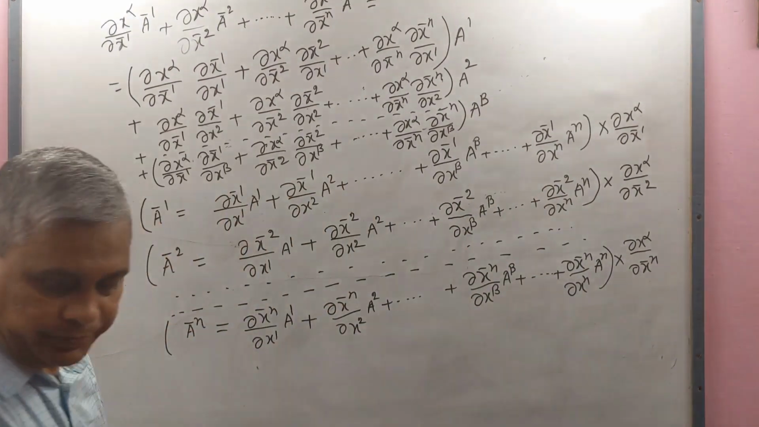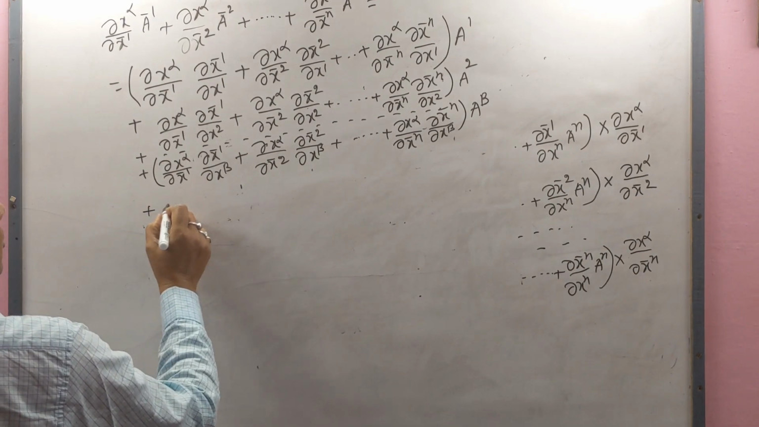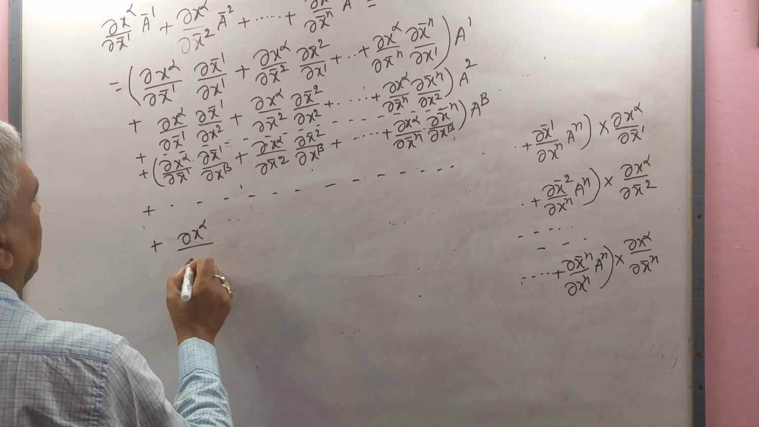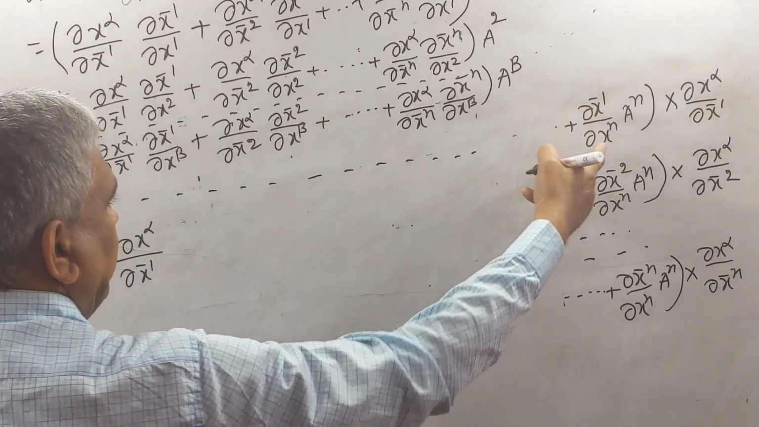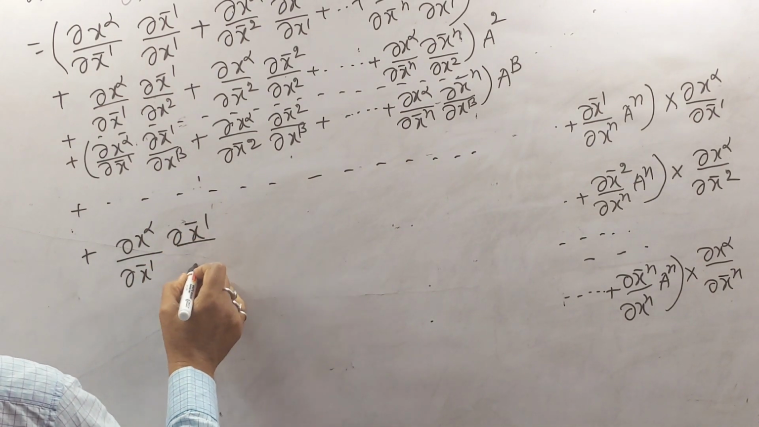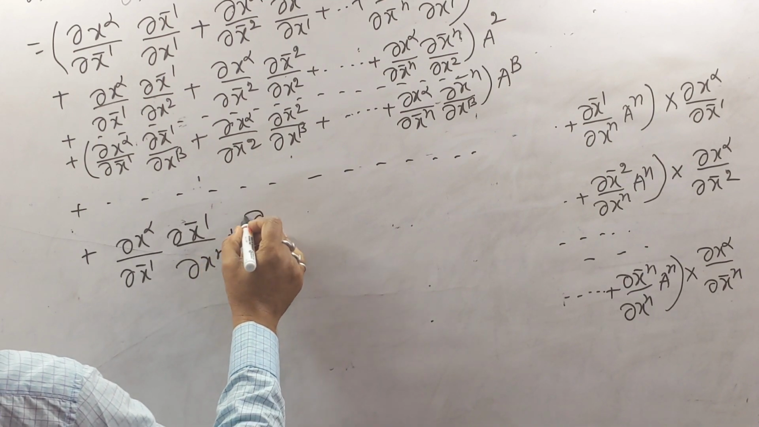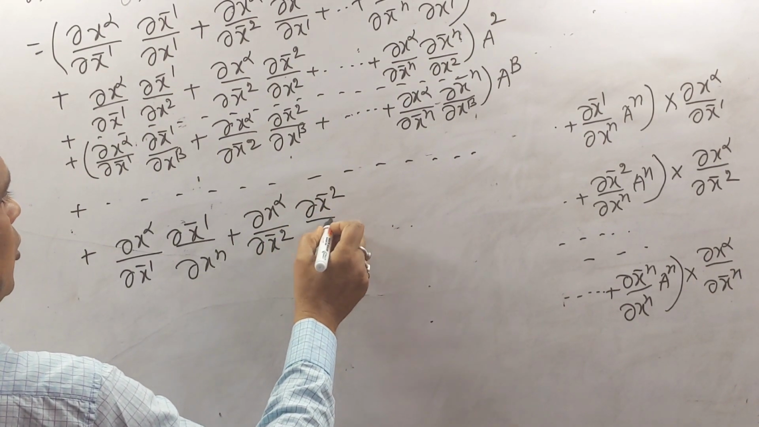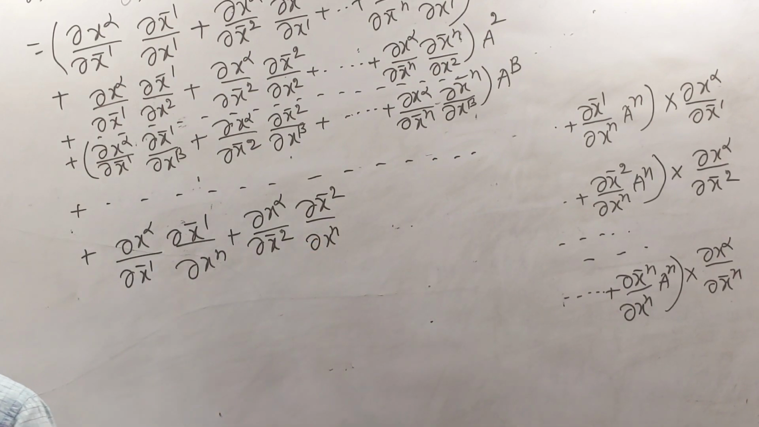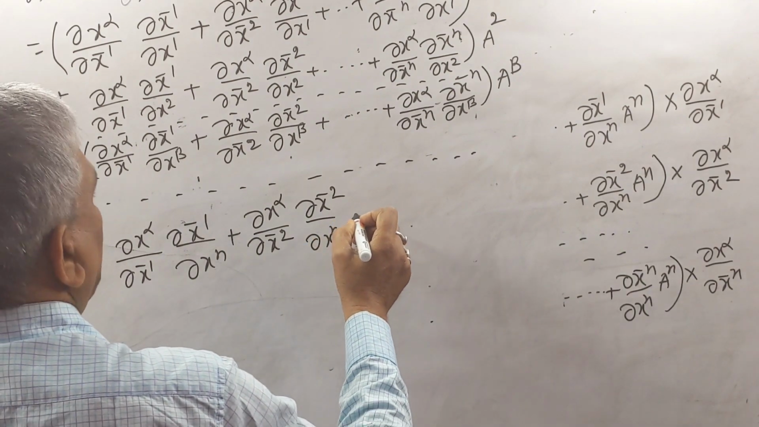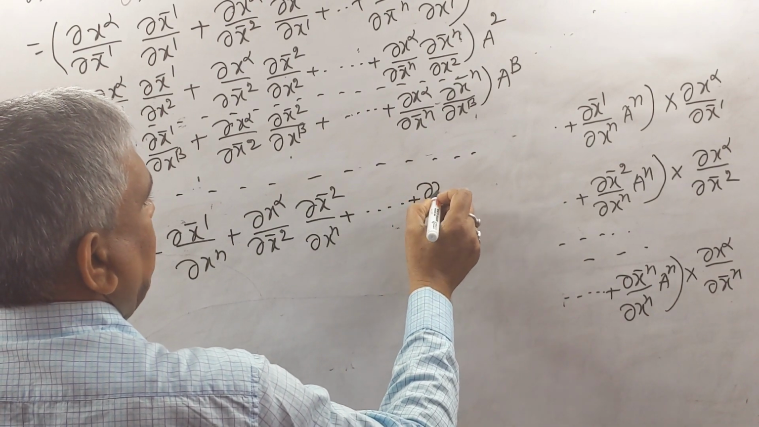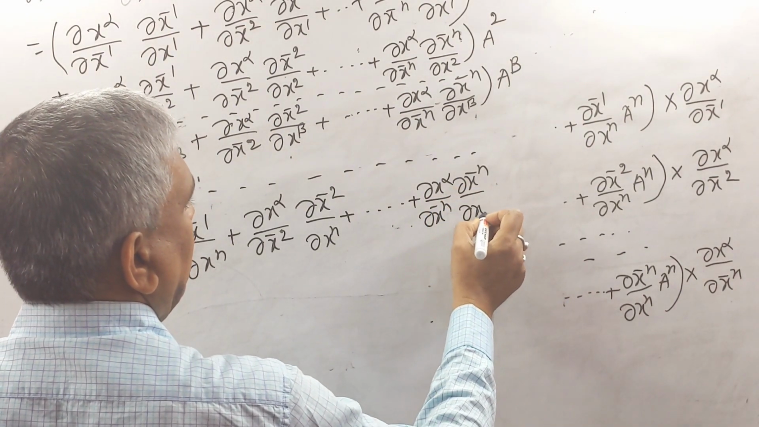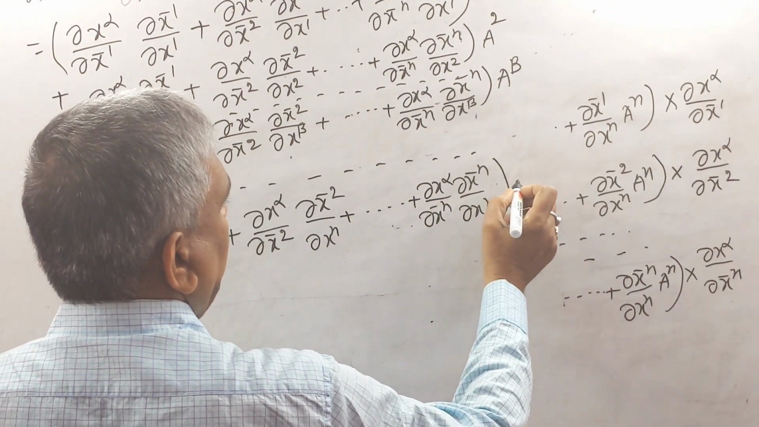Now last line. Del x alpha by del x bar 1 into del x bar 1 by del x n, plus del x alpha by del x bar 2 into del x bar 2 by del x n, plus, and so on, del x alpha by del x bar n into del x bar n by del x n, and common is An.